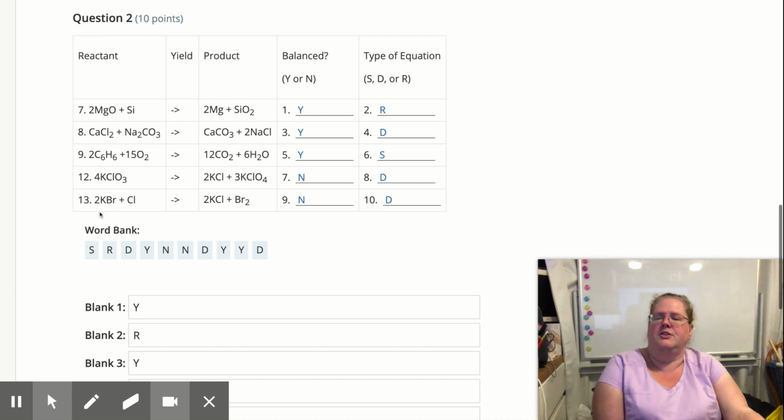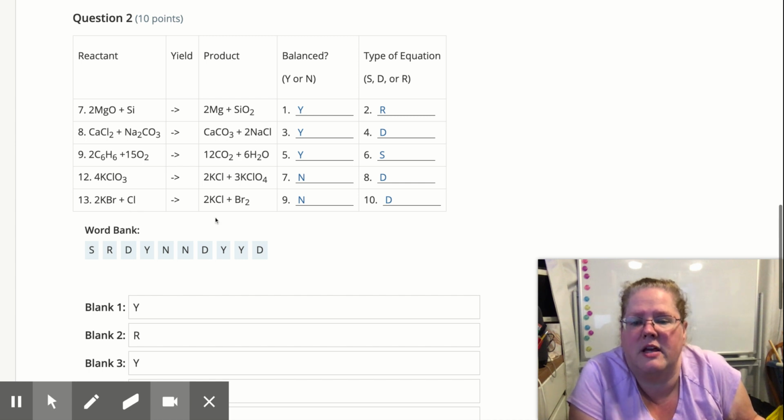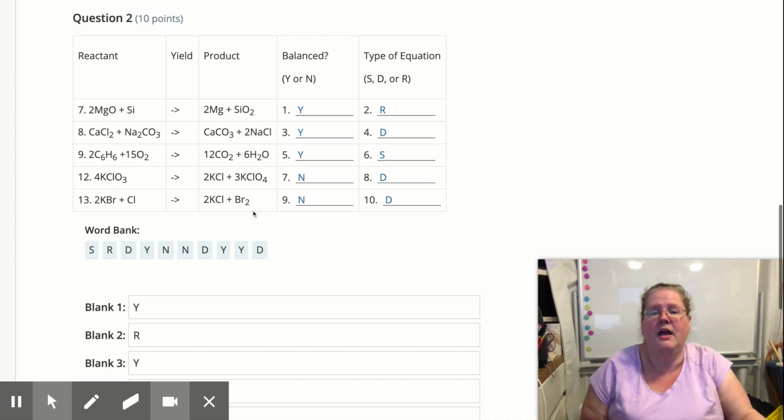Number 13, 2K. 2 times 1 is 2K. 2Br. Over here, I've got a subscript of 2, so my Brs are both the same. I have 1 chlorine on this side, but on this side, look, I've got 2 times 1. It's 2 chlorines. It is not the same. It is not balanced. Now, let's look.